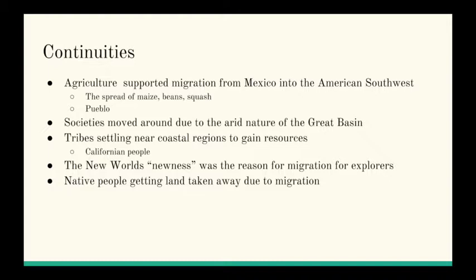The Comanche and the Sioux exerted control over large territories as a result of this. Another continuity we can see are tribes settling near the coastal regions to gain resources, for example, the Californian people, that benefited from these resources like oak trees, acorns, along with seaweed.